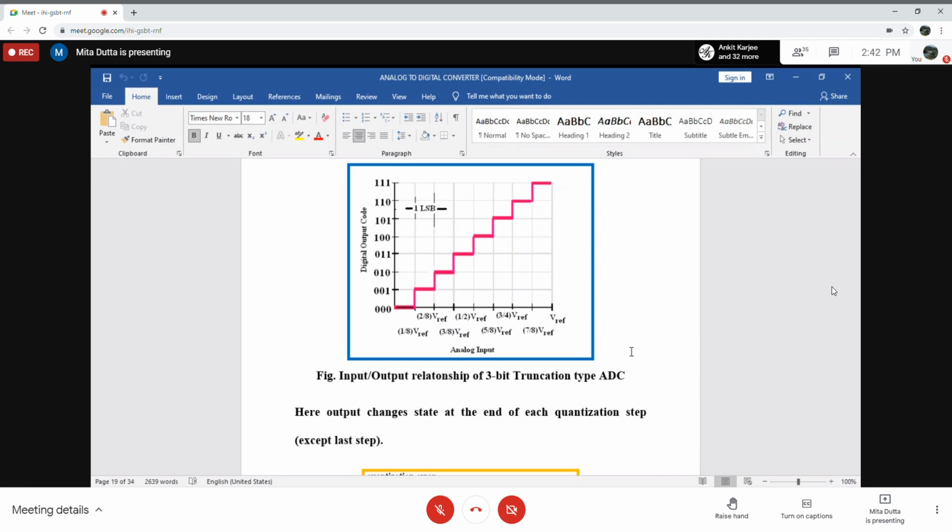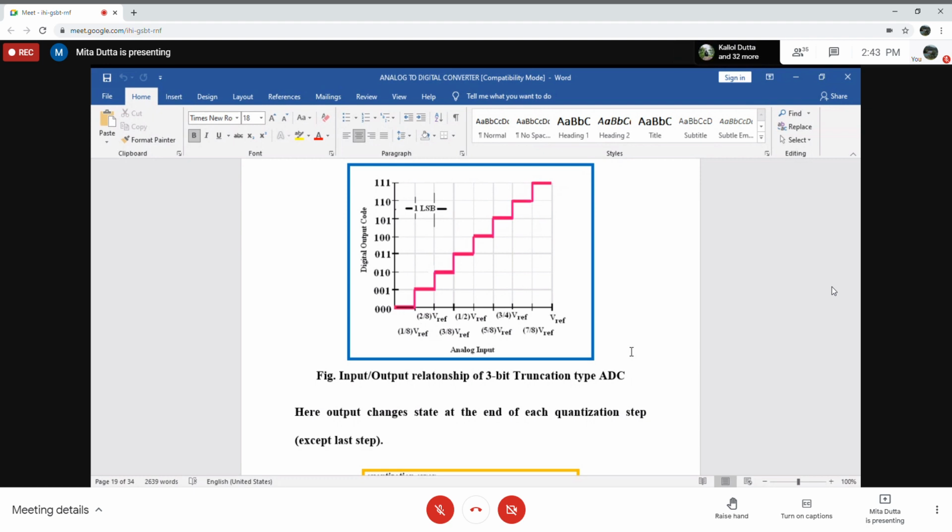And then we have found the quantization error, and we have seen if we have a truncation type of ADC, then the quantization error will be equal to Q, which is equivalent to the quantization step. And by using rounding off type ADC, we can reduce the quantization error to within plus minus Q by 2, where Q is the quantization step, and quantization step is equivalent to what?